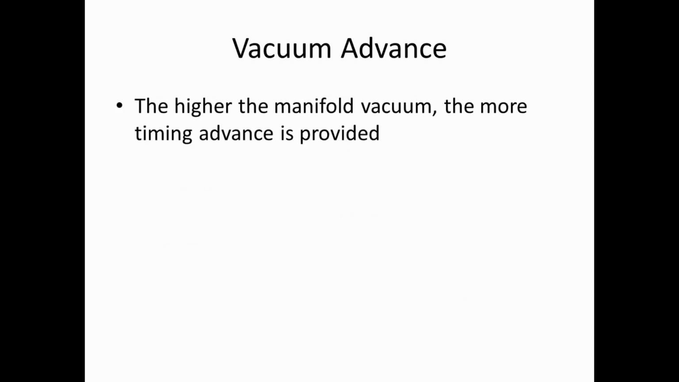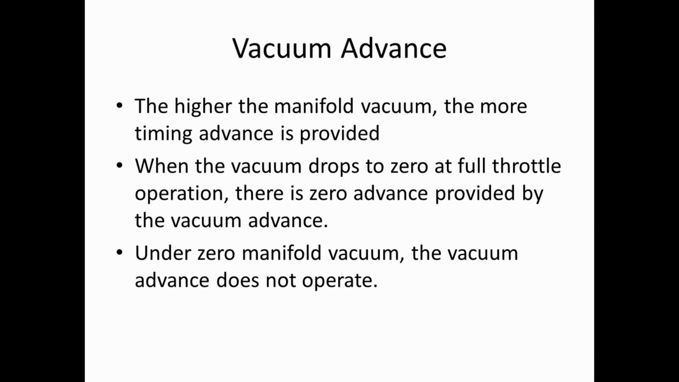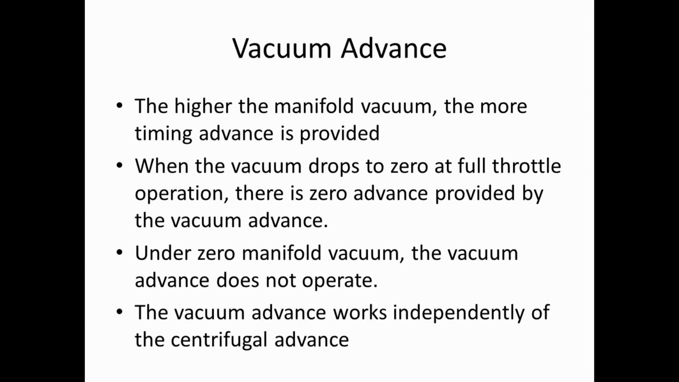So the higher your manifold vacuum, the more timing advance is provided. So if you floor it, your vacuum will drop to zero as your throttle plates open fully. Again, manifold vacuum, fuel system, stuff like that, that'll be a separate lecture for another day. But when the vacuum drops to zero, the vacuum advance operation ceases. So there's no advance provided by the vacuum advance. The vacuum advance does not operate under full throttle.